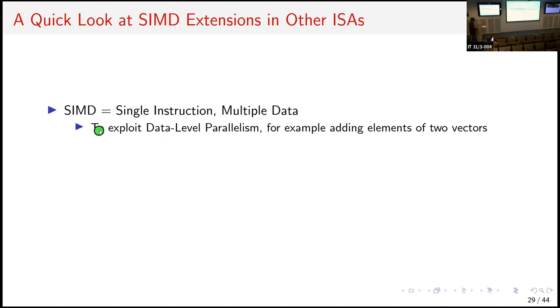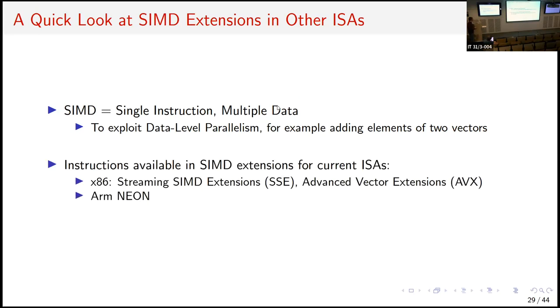So what is SIMD? SIMD is single instruction multiple data, that is to exploit data level parallelism. So as an example, you're adding elements of two vectors together and storing it in a third one. That is data level parallelism because all the individual additions are independent of each other. And if you have a single instruction that can work on multiple data, that is SIMD. There are already SIMD extensions of the current ISAs. In x86, we have SSE, we have AVX. On ARM, there's NEON. It's basically the same thing. It's, I think, 128 bits on ARM.